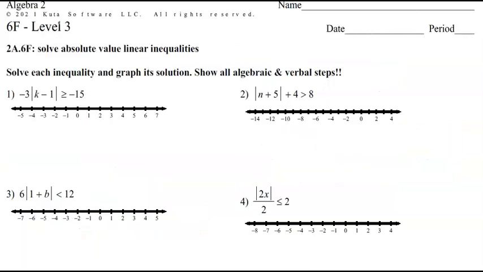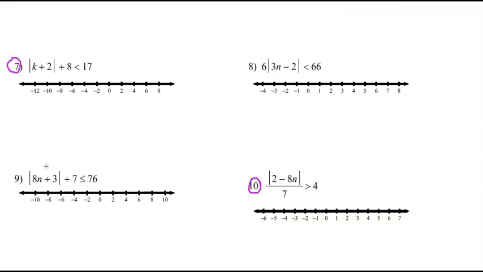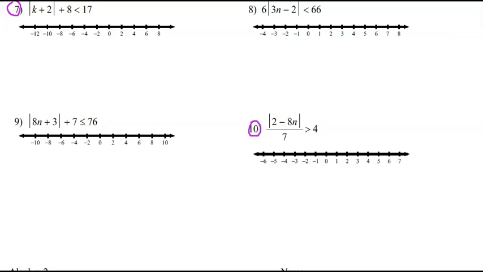Now let's look at the 6F Level 3 worksheet. We'll look at numbers 7 and 10. Number 7 has the absolute value of k plus 2 plus 8 is less than 17. The first thing you want to do is isolate the absolute value by subtracting 8 on each side. So we have the absolute value of k plus 2 is less than 9. It's less than, so in between the two pieces we're going to put and.